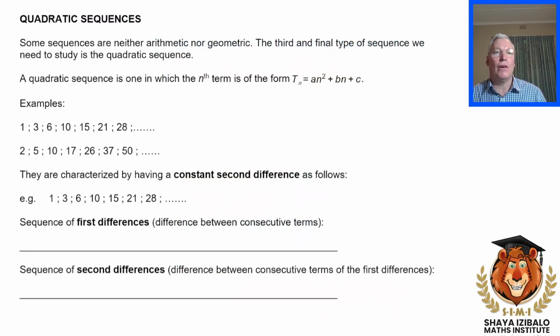Now, quadratic sequences are really cool. I think when one's a parent, one shouldn't have a favorite child. I'm not sure if, as a maths teacher, one should have a favorite type of sequence, but these ones are up there for me. Okay, I do love these.